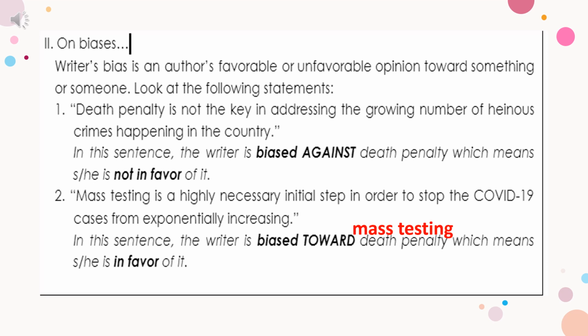Number two, mass testing is a highly necessary initial step in order to stop the COVID-19 cases from exponentially increasing. In this sentence, the writer is biased towards mass testing, which means she or he is in favor of it.